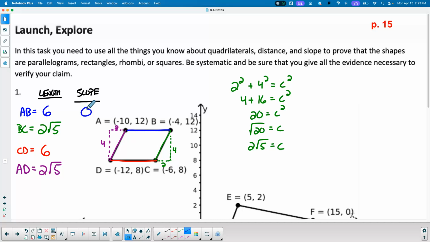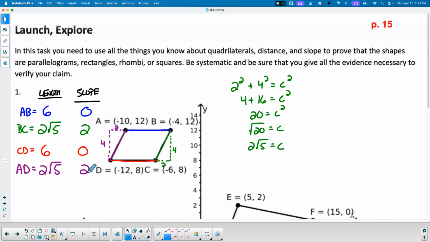Slope of BC. What do you got? 2. Okay. Rise over run, right? We went up 4. We went right 2. 4 divided by 2 is 2. I would concur that the slope of BC is 2. CD. What is the slope of CD? 0. And what is the slope of AD? 2 also. No, you said 2x. It's just 2. There's a difference.